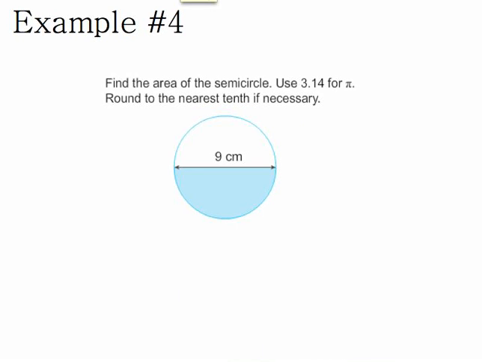Example 4. Find the area of the semicircle. Use 3.14 for pi and round to the nearest tenth if necessary. This problem, you can actually pause and try to do without me if you have an idea of what to do with the semicircle. Otherwise, let's talk about this. Anytime I see the word semi, I know I'm thinking of what fraction of the object. I hope you're thinking one half. If I knew the area of the entire circle, what would I have to do to figure out the semicircle's area? That's right, I would just divide it by 2.